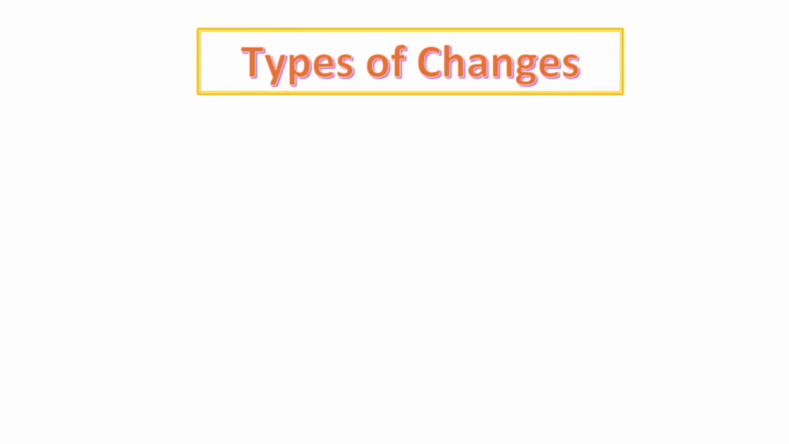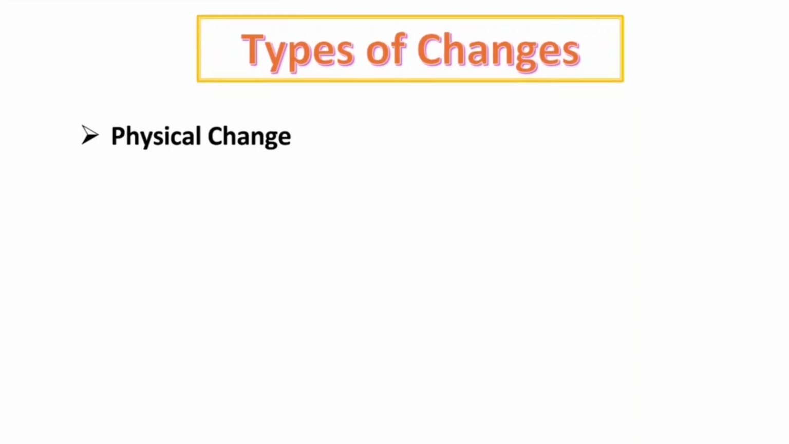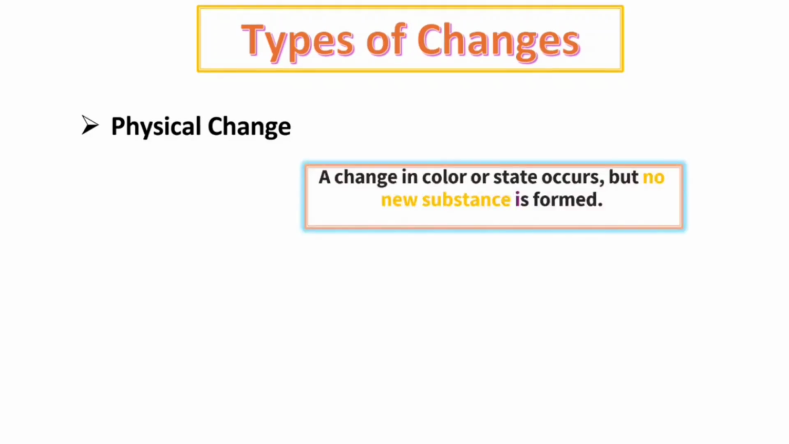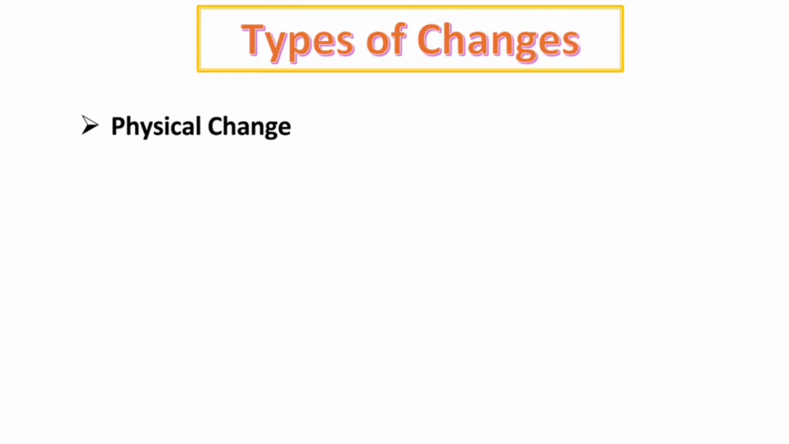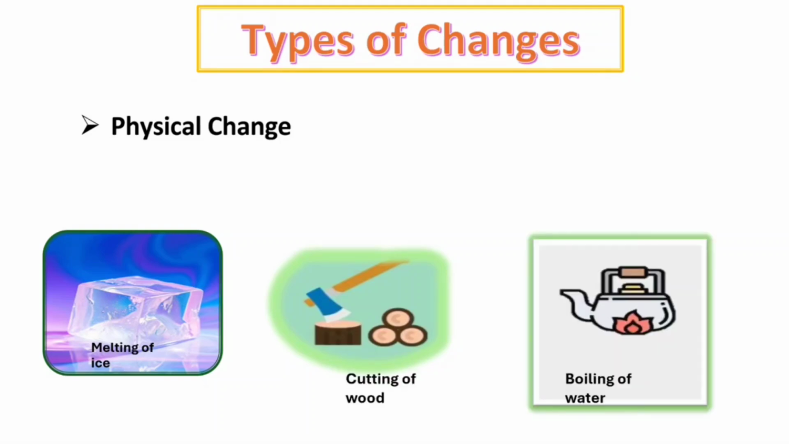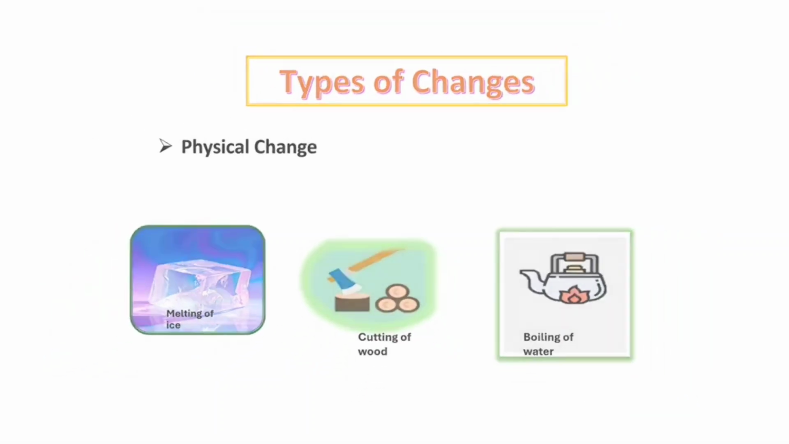Types of changes. There are two types of changes. First one is physical change. A change in color or state occurs, but no new substance is formed. That is called physical change. Examples: melting of ice, cutting of wood, and boiling of water.